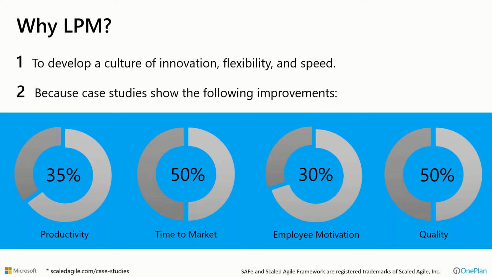If we want to develop a culture of innovation, flexibility, and speed, we have to make some changes to the way we've done things in the past if we want to get better there. The case studies show improvements in measurable areas: productivity, time to market, which is critical today, employee motivation and satisfaction, as well as the quality of the things that we deliver. So there are returns showing that if we implement some of these and even get started in organizations, we'll see some tangible benefits relatively quickly.